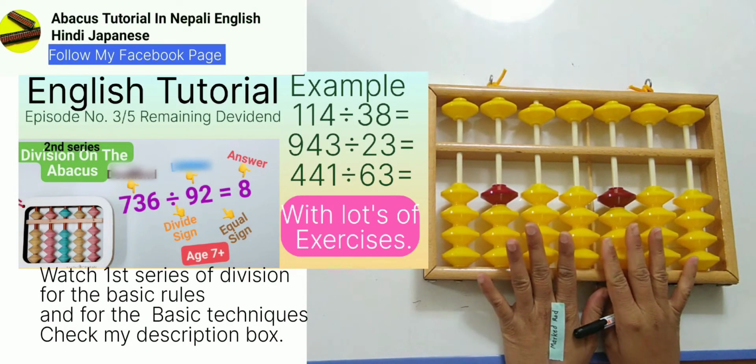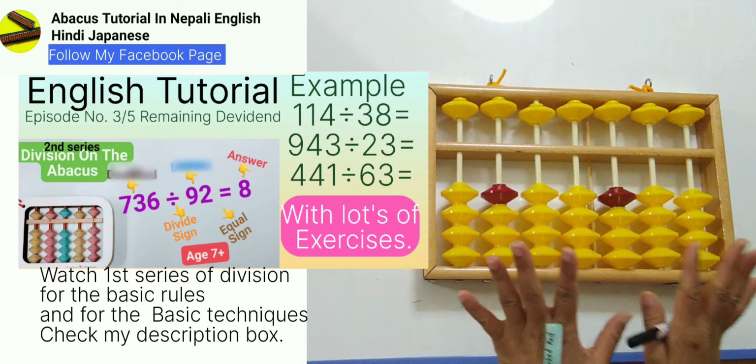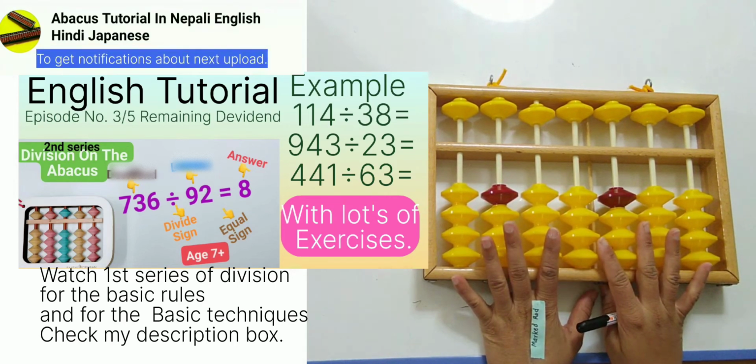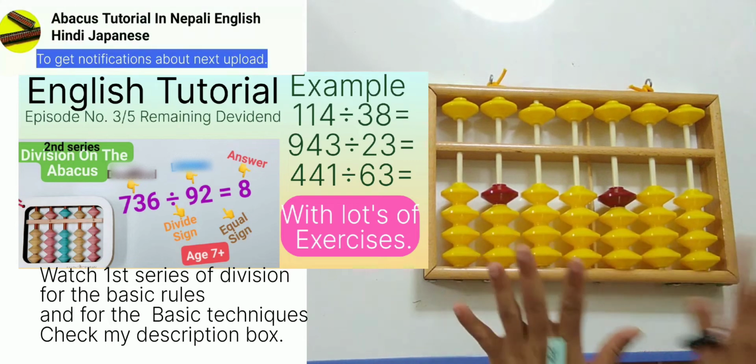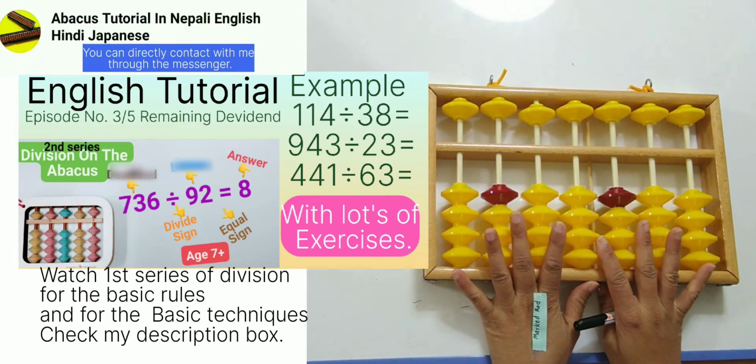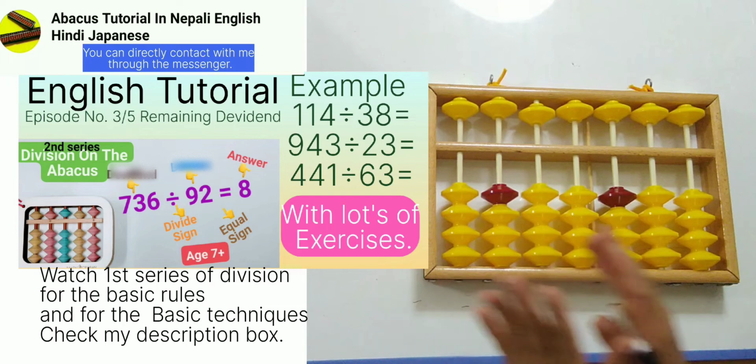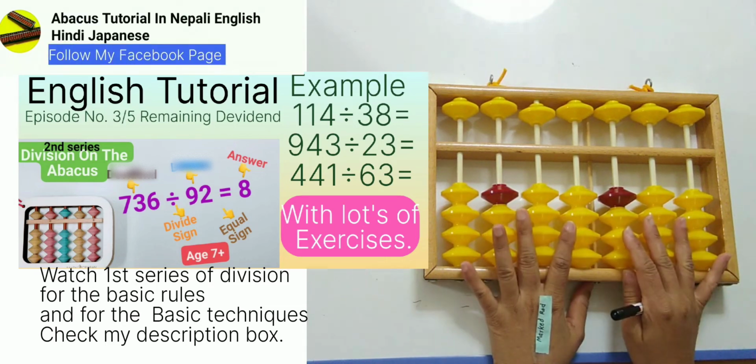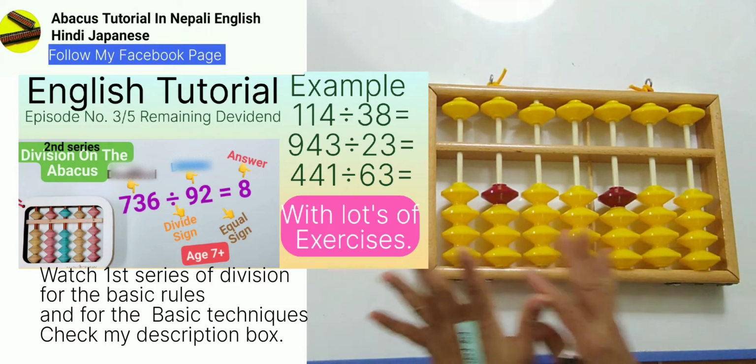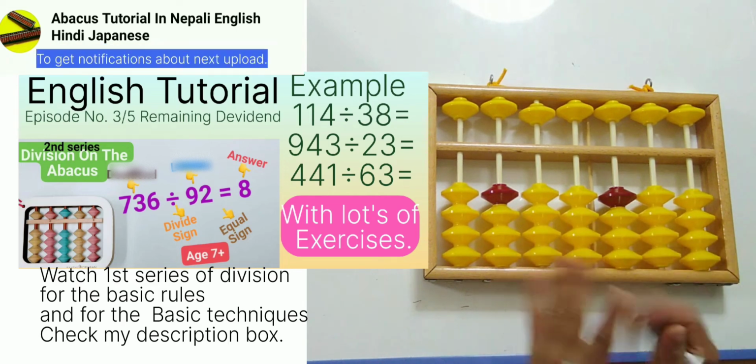This is an English tutorial. We are doing division on the abacus. This is the third episode of the second series, and the technique is called remaining dividend. In our first series we learned dividing numbers by one digit, but in this second series we are learning to divide numbers by two digits, and this is the third technique.